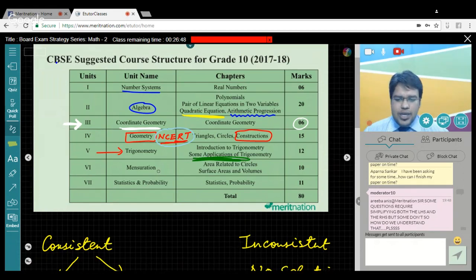Coming to mensuration, we had discussed this earlier in yesterday's session, that you have to learn the formulas. The formulas have to be on your fingertips. It's all about the formulas, application of formulas.